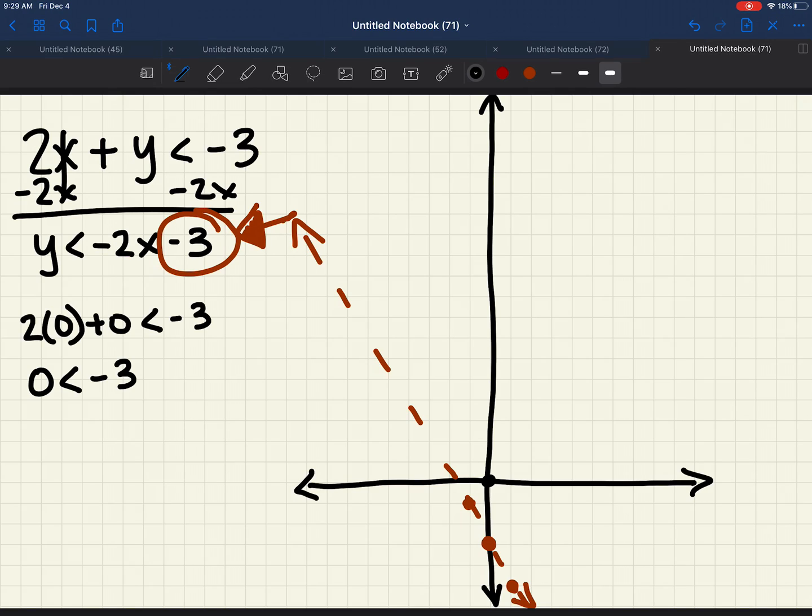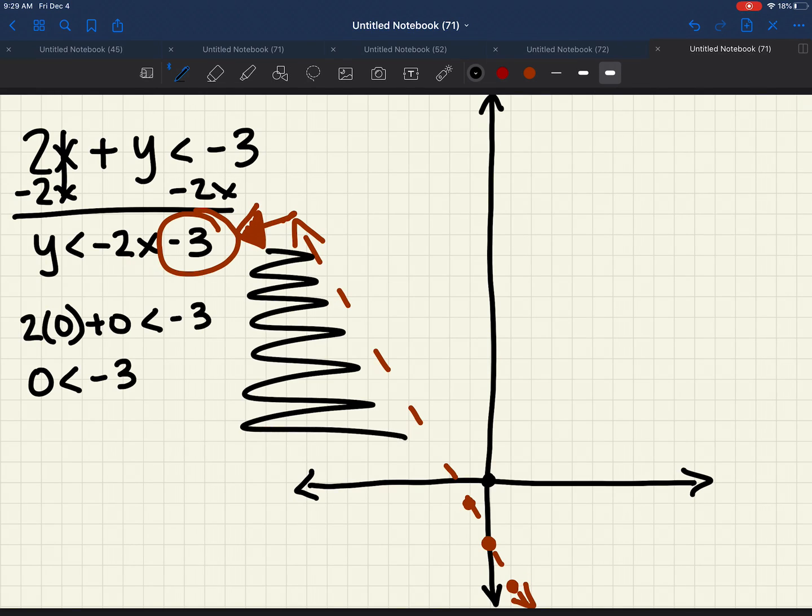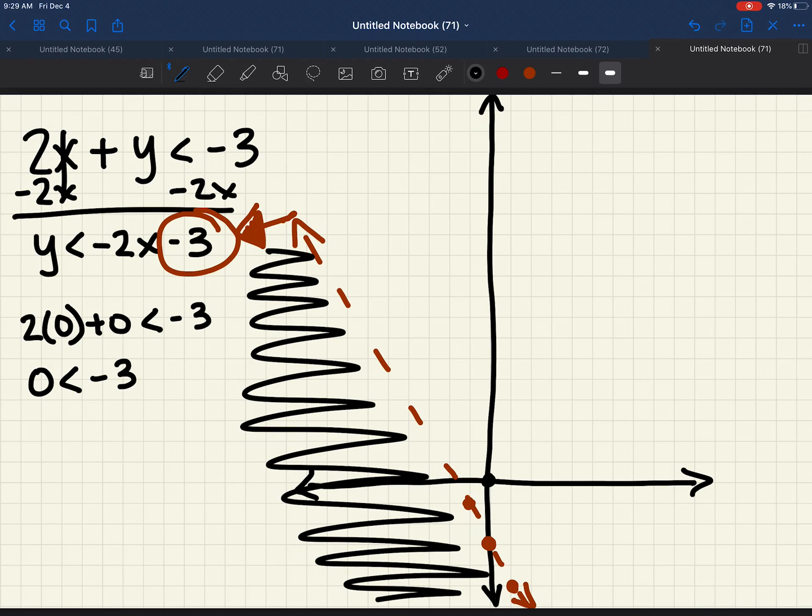Where should I shade then? You're gonna shade on the other side, where it's not. If it's false, you shade on the other side, where the point's not located. Okay?